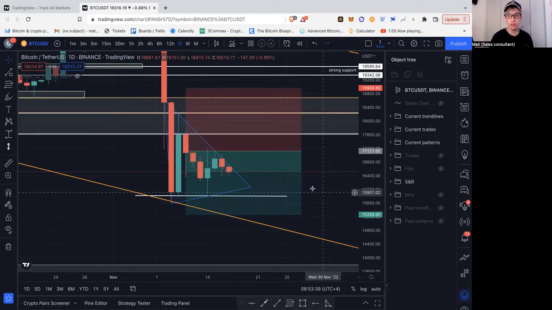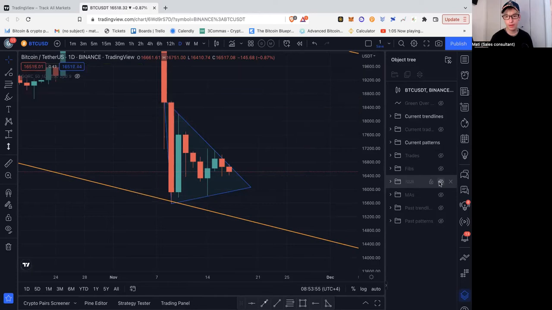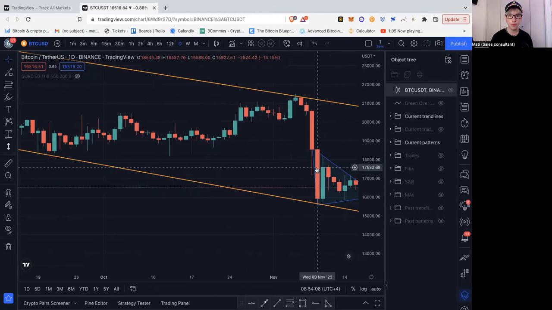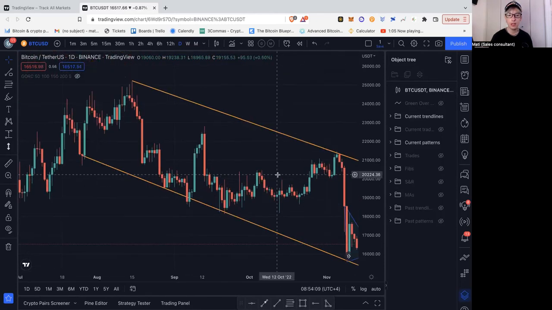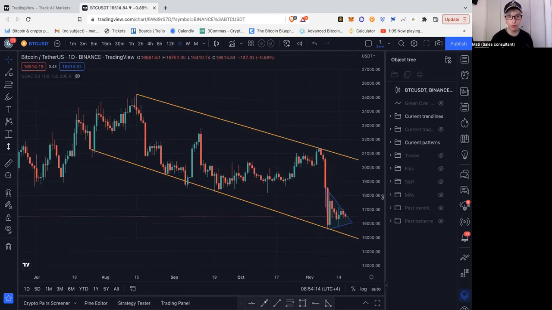Now, I want to show you guys the importance of these patterns and the importance of measuring the target correctly to be able to take profit and put your stop loss where it needs to go. All right. So we just saw how I measured this triangle, the potential breakout towards the downside or towards the upside. I want to show you guys previous patterns that we saw that had breakouts and how all of the targets were so accurate.